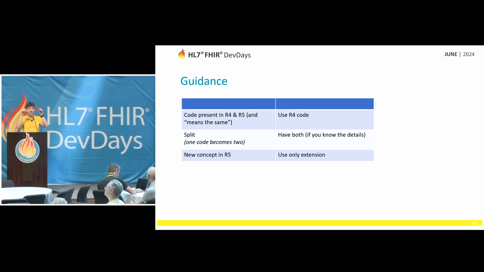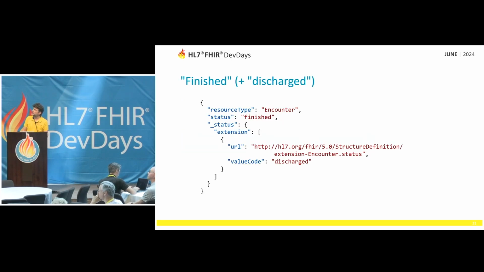This puts an enormous burden at this moment, again, on the tooling, which has to figure out what is new. It's a humongous diff tool. But we'll talk about that a little bit later. Anyway, use the R4 code. If it's split, use both if you have the details, obviously. And if it's a total new concept, yeah, use the extension.